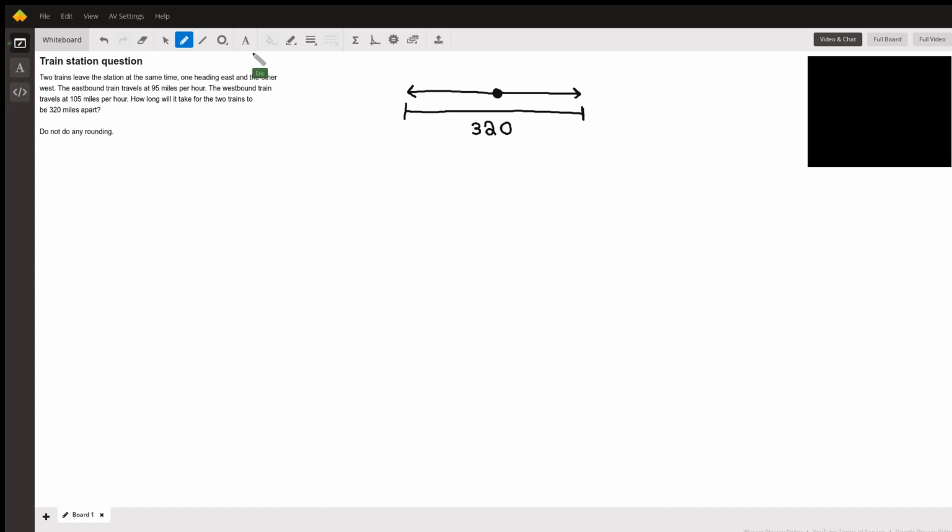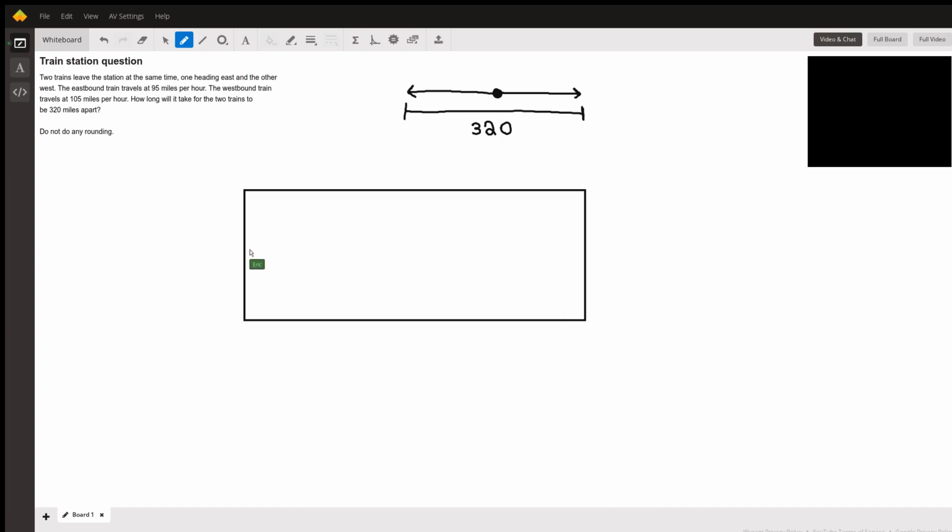Now let's set up a chart based on the formula I was talking about before: rate times time equals distance. So we're just going to set up a chart, and it's going to look like this. We're going to have three columns, one for each part: rate, then time, and then distance. We're going to call the first column rate, the second column time, and the third column distance.